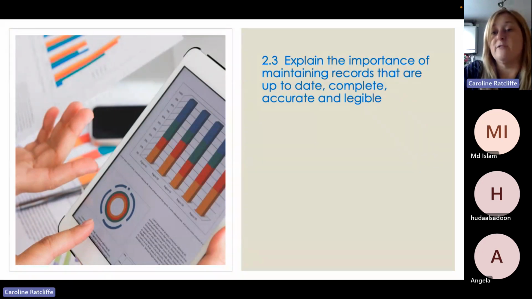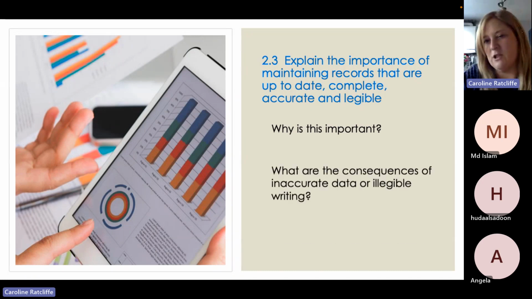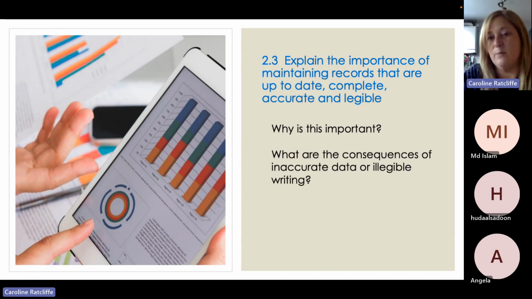Okay, then the importance of maintaining records that are up to date, complete, accurate, and legible. I've gone over quite a lot of this already as well, to be fair. So I don't think any of this should be a surprise to you. Why is this important? Well, it's literally a patient's life.